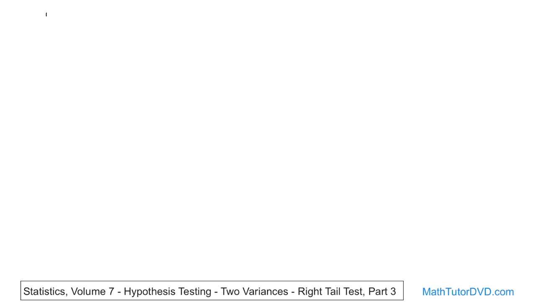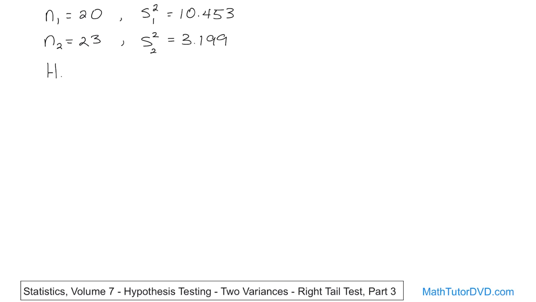So what you might be given, for instance, is that n sub 1 is 20, and s sub 1 squared is 10.453, and we'll talk about all this in a second. You'll also be given that n sub 2 is 23, and that s sub 2 squared is 3.199, okay? And you might also be given that the alternate hypothesis is sigma 1 squared greater than sigma 2 squared. And you might also be given that alpha is 0.10. Essentially, this is all of the information that you pull out of any of these problems. You just have to read the problem to get to it.